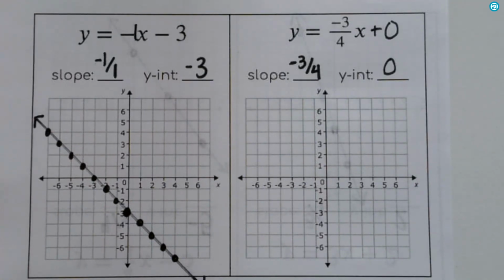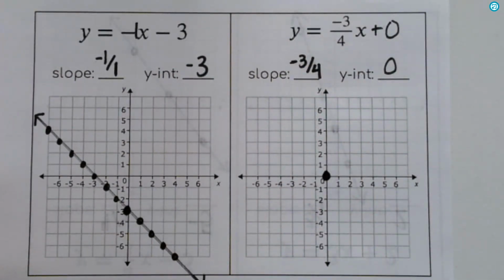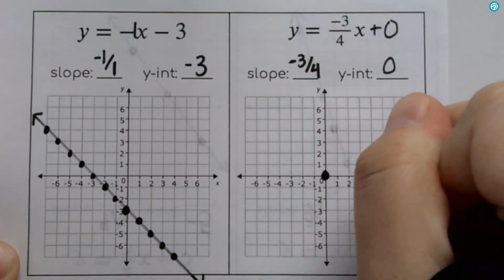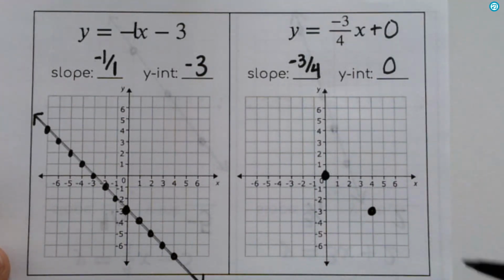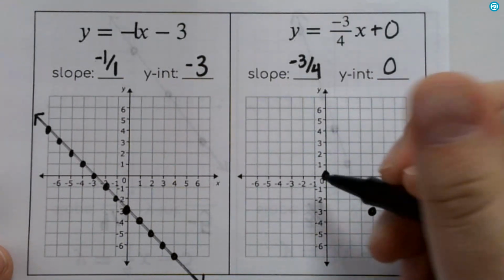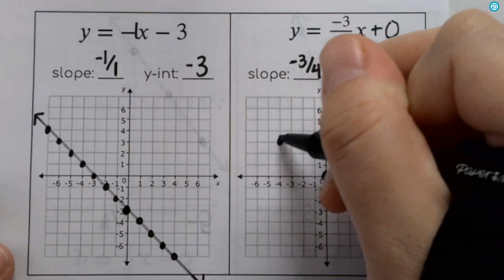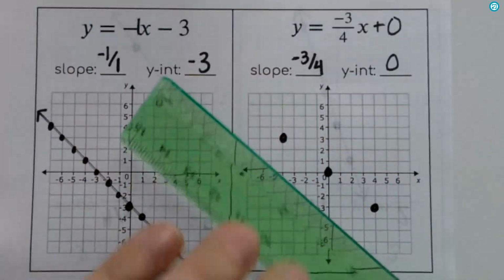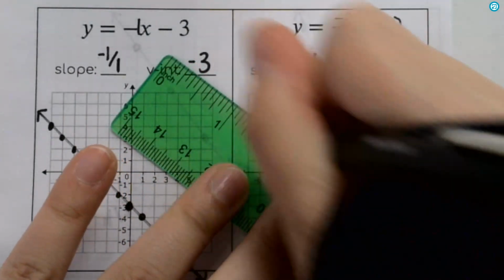So we'll start at 0, 0. And then our slope is negative 3/4. So that means we go down 3, right 4. I cannot go down 3, right 4 again because I run out of space. So instead of going down and to the right again, I can go up 3, left 4, and put a dot. And then I can connect those.